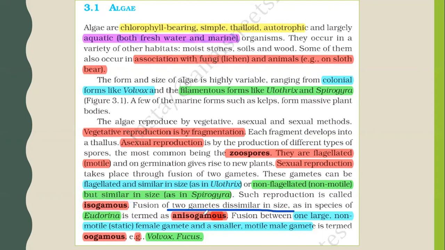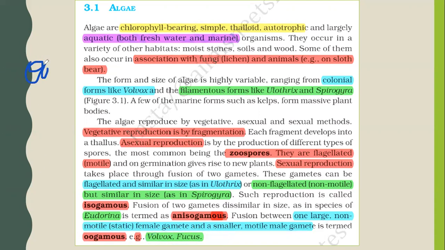Fusion of two gametes dissimilar in size is seen in Eudorina. In your text, in the older edition, it is Chlamydomonas, so change it into Eudorina. Eudorina shows the anisogamous condition. Then there is the fusion of one large non-motile female gamete and a smaller motile male gamete. That type of reproduction is known as oogamous, for example in Volvox and Fucus.